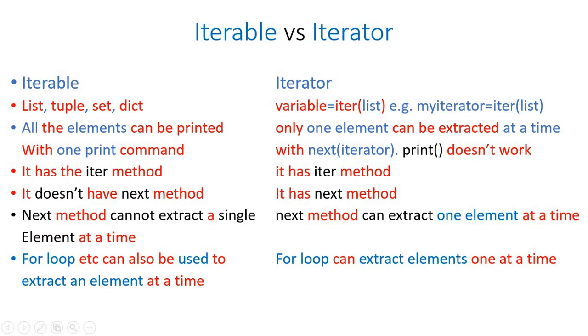If you apply a for loop on an iterable, you can print one element at a time from these lists with the for loop. Similar is the case with an iterator. You can use for loops on iterators, and that for loop will extract a single element at a time from those iterators. Why can for loops extract each element at a time from an iterable? Because the for loop will first convert this iterable into an iterator, and then it will extract each element at a time.